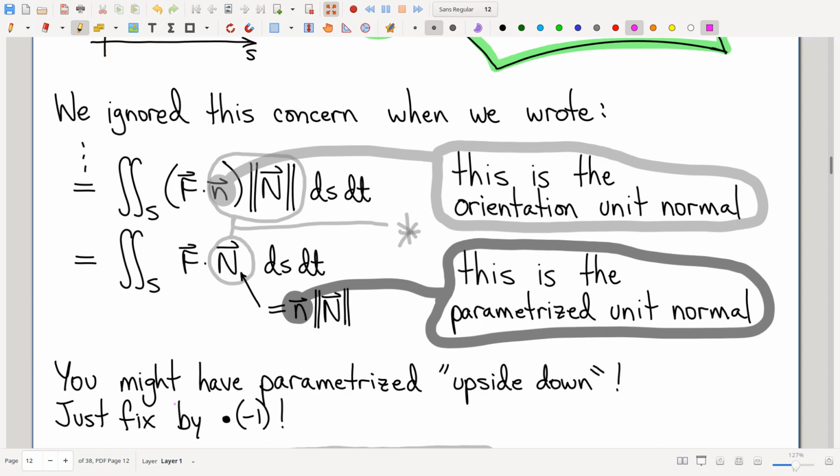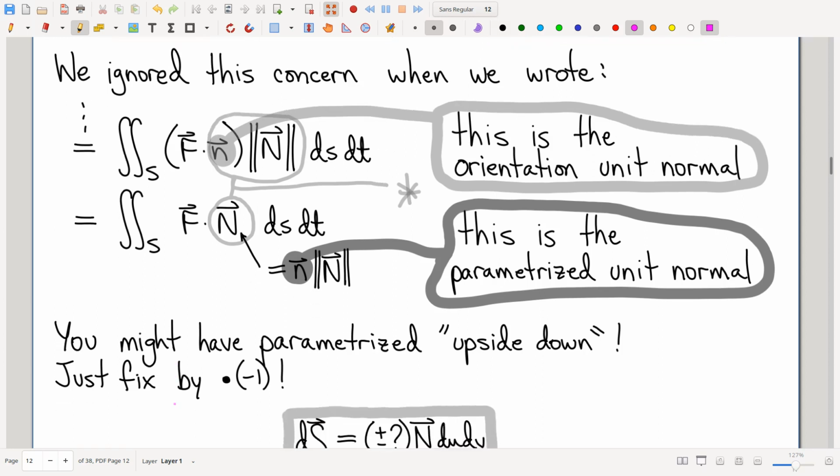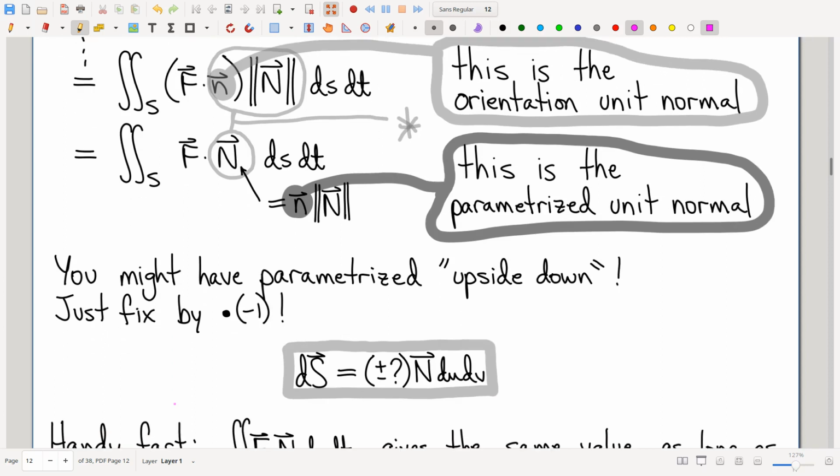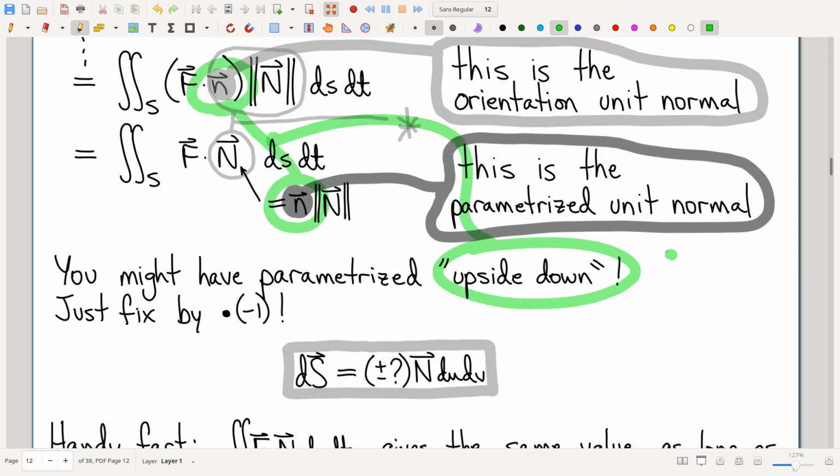The good news is you don't really have to worry about it much as you're parameterizing. You can just look after the fact, just look and see if you might have parameterized it upside down, and if you did, no sweat. You're off by a minus sign. Toss in an extra minus sign, and you're all good, right? So you do have to worry about it. You just don't have to get it right from the very beginning.